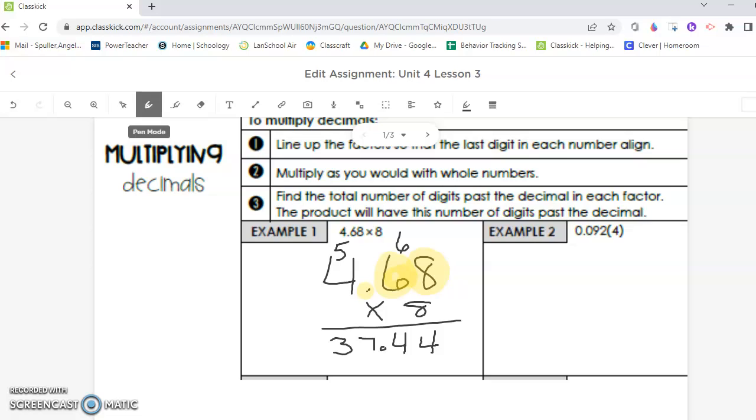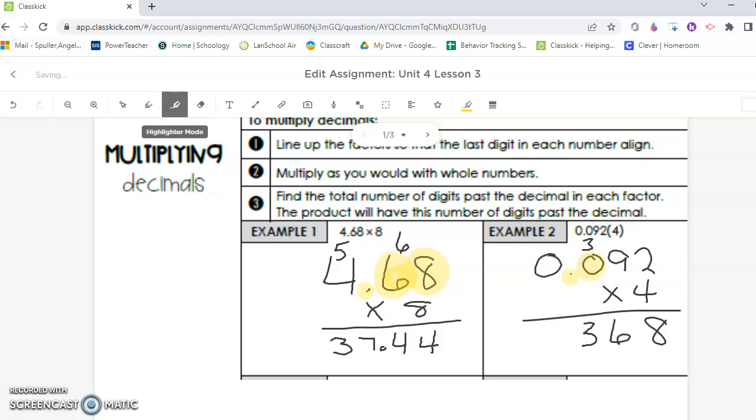Now, when you see a number next to a number in parentheses, that means multiplication. So, let's do this one. 0.092 times 4. 4 times 2 is 8. 4 times 9 is 36. Carry the 3. 4 times 0 is 0, plus 3 is 3. 4 times 0 is 0. I don't have to worry about that one. All right, now, here we go. Find the decimal. One number behind it, 2 and 3. So we have to have three numbers behind the decimal. There we go. Great job.